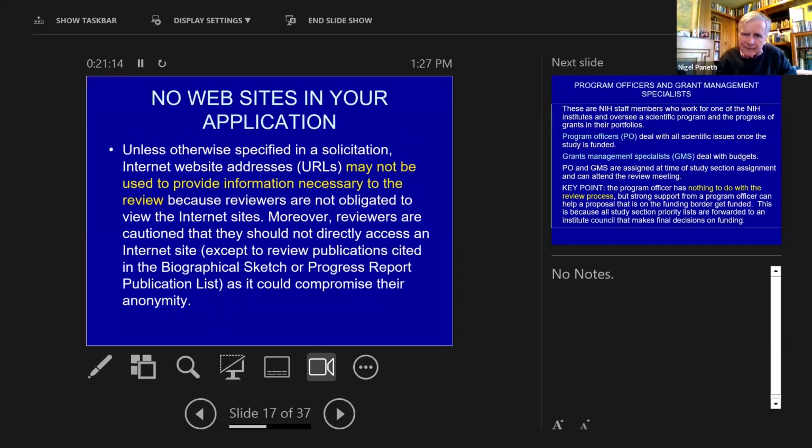Another thing is there should be no websites in your application. This is interesting. They don't like you to cite websites. They have a whole paragraph on it. You can go into the NIH rules on this. There are certain things that are allowed, some things are not allowed. So in general, you should be a little careful to limit your use of internet websites for referencing.